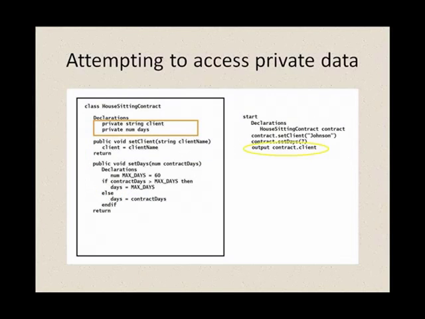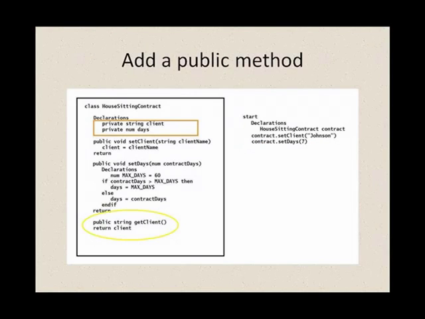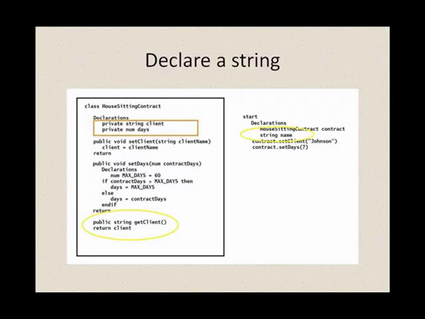Here's a statement that attempts to output the contract's client's name. When you try to get the client's name, it can't get out because the data is private. This is an illegal statement. Instead, what you might want to do is add a public method called getClient that returns the client's name to an outside program. You might add a name to your program, a string, and then you might assign contract.getClient to that name.